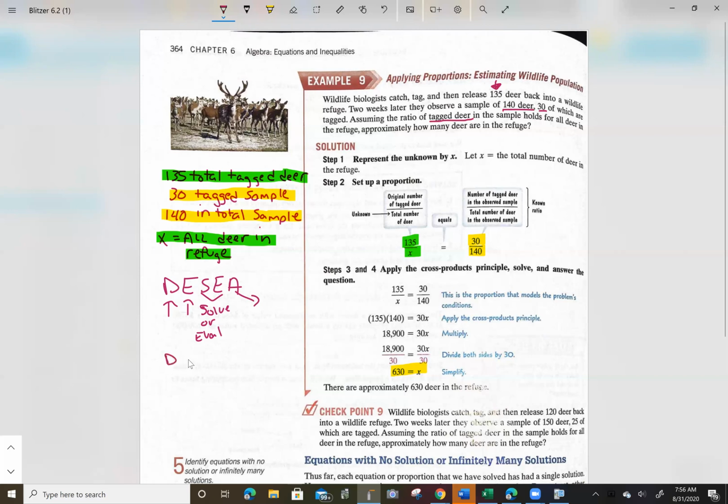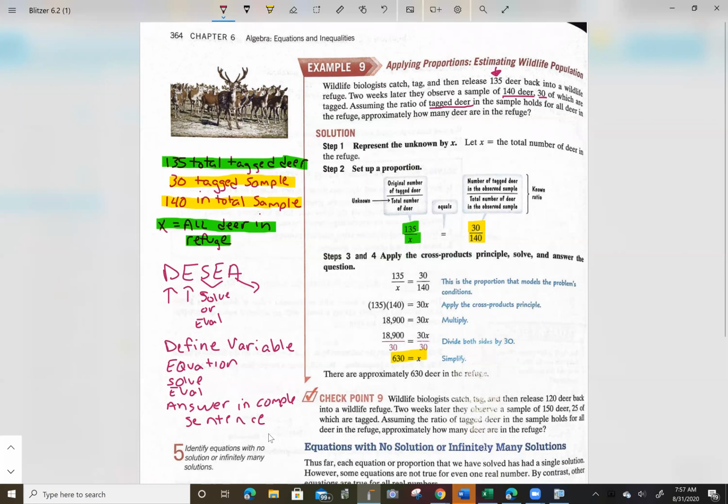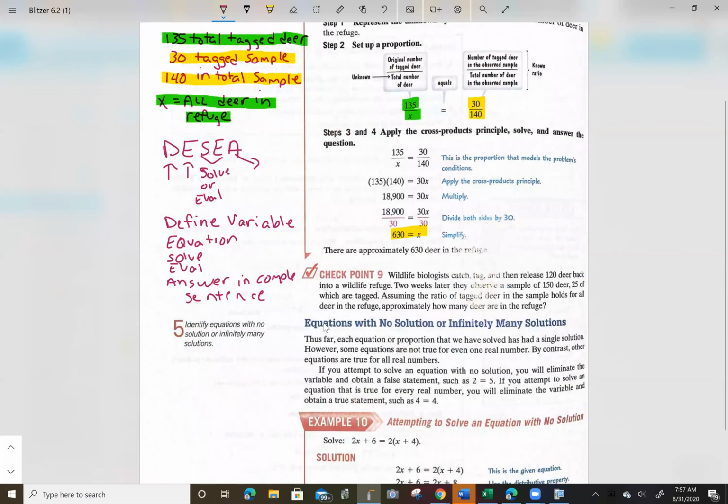This is how we solve real world situations. Define variable, write equation, solve or evaluate, and answer in complete sentence. So we just followed all of those rules. I don't know if you guys remember Mr. Zelinsky, but he's the one that came up with that.